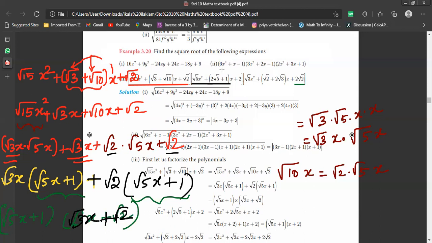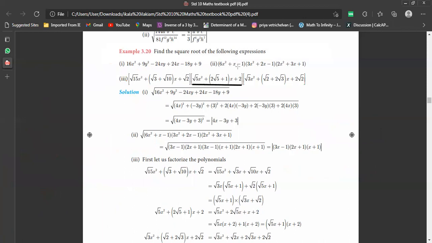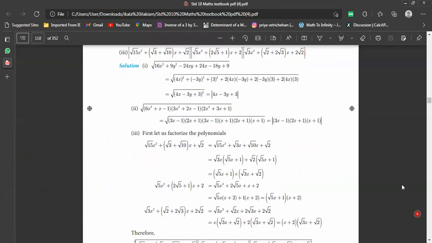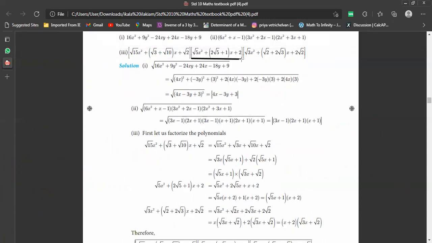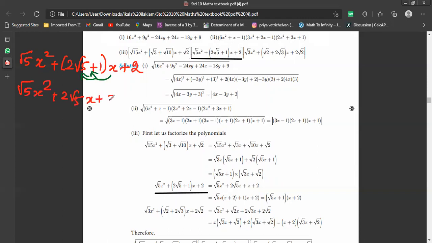Where is the stylus pen? Okay, here. Okay, let's do the second expression. What is the second one? This one. It's √5x² + (2√5 + 1)x + 2. Similarly, this x is common to 1 and 2 root 5. So just take it inside and multiply. So you can write this as √5x² + 2√5x + x + 2.